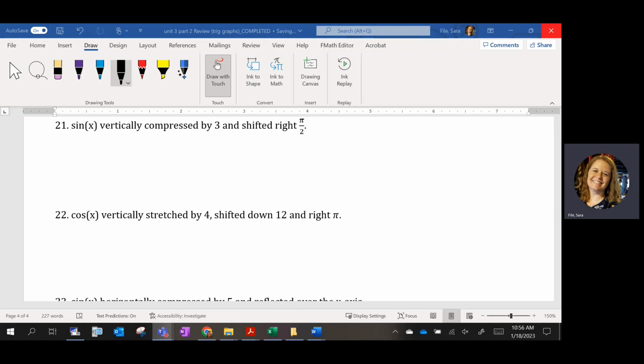All right, so we're on 21. In this section, we are given the description of the transformations and asked to write the equation. Okay, so as a reminder, let me tell y'all real quick.